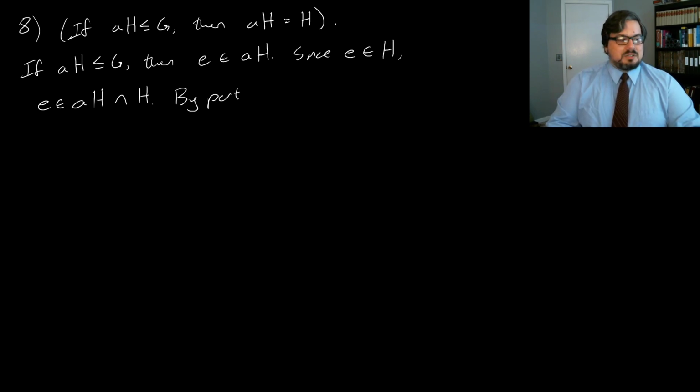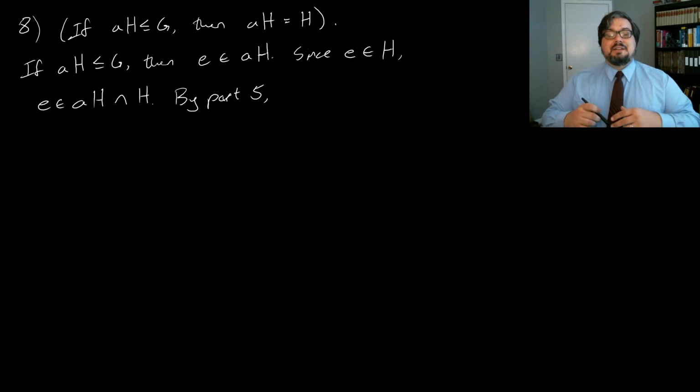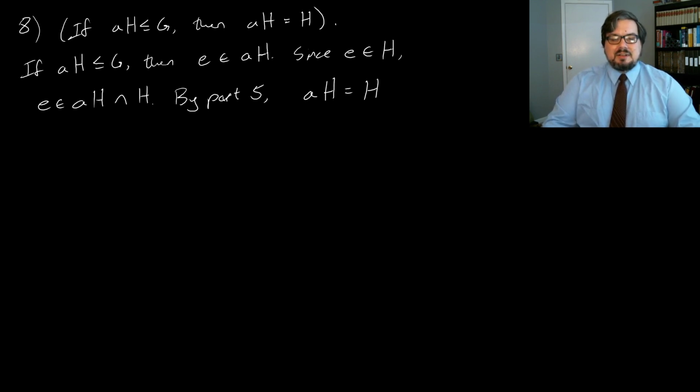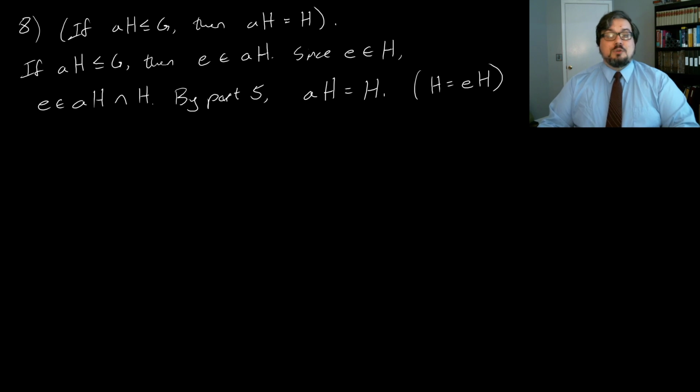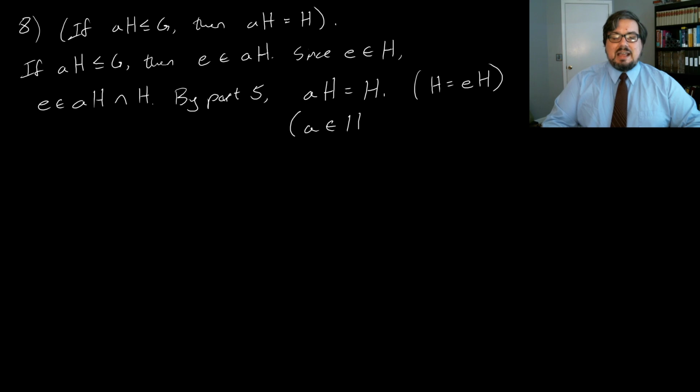Now, by part, pardon me, let me check that. By part 5, we know that the intersection of any two cosets is either the whole coset or it's empty. Because the identity belongs to the intersection here, these two cosets do not have an empty intersection, which means that we must have that they are equal. So we're using here the fact that H is itself a coset. H is the coset with representative of the identity element, as well as any other one. So this means that this also means that A has to belong to H.